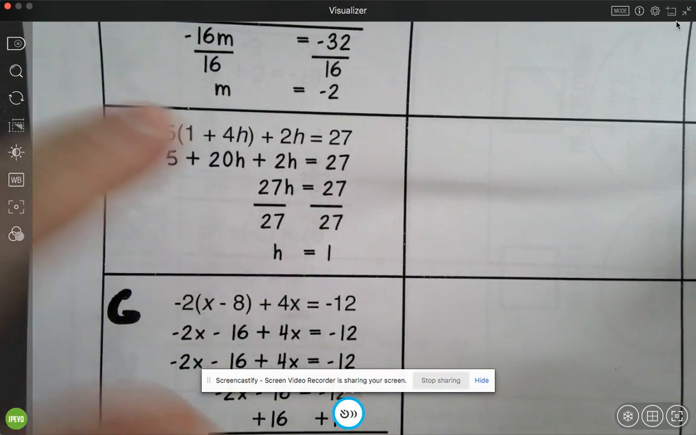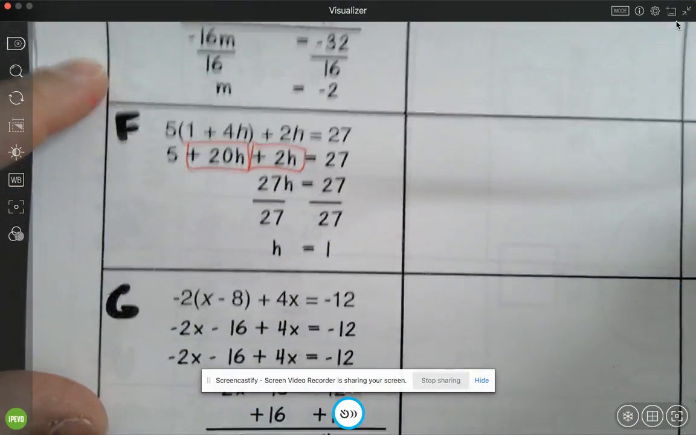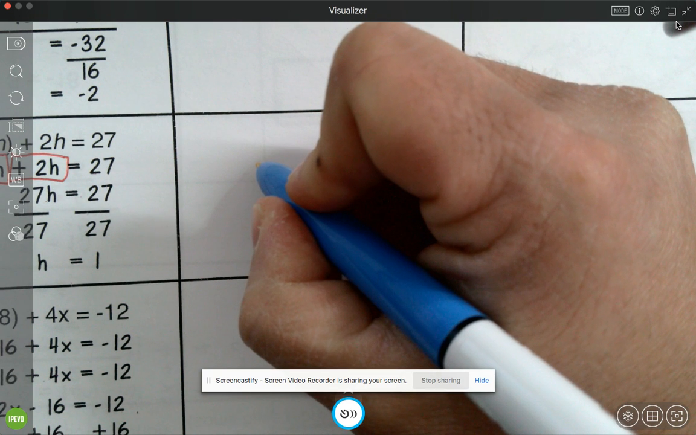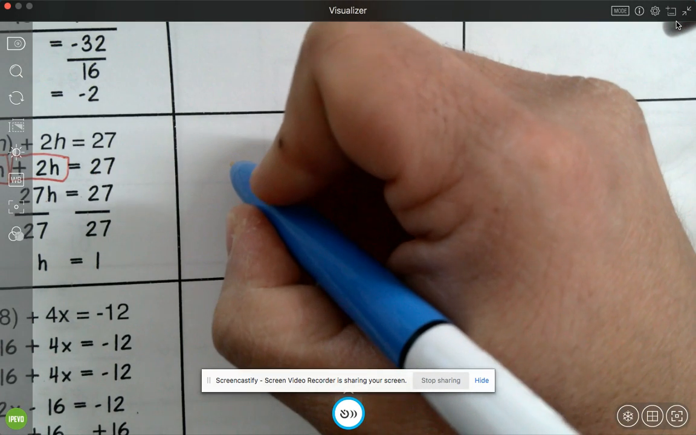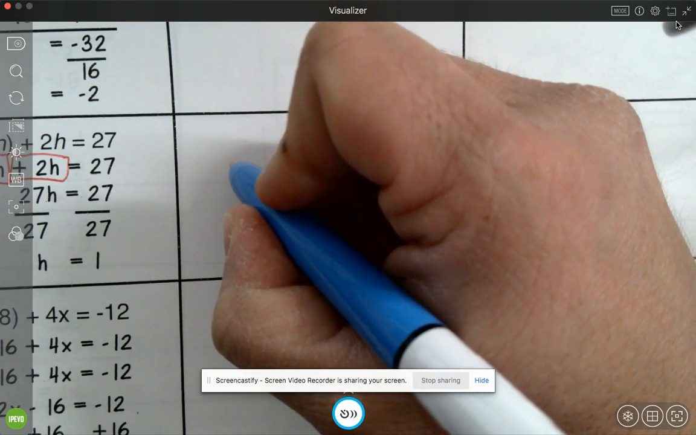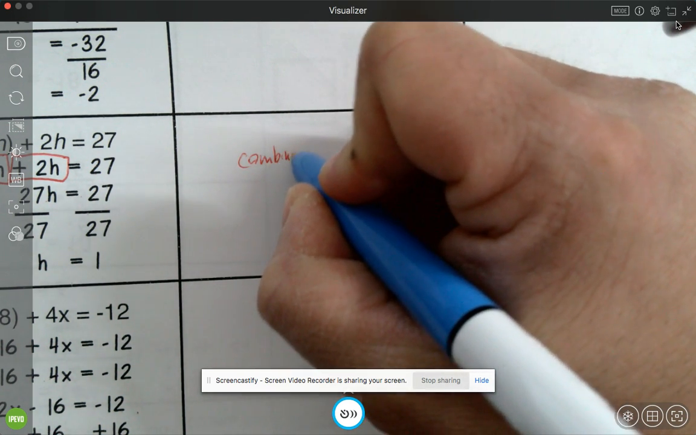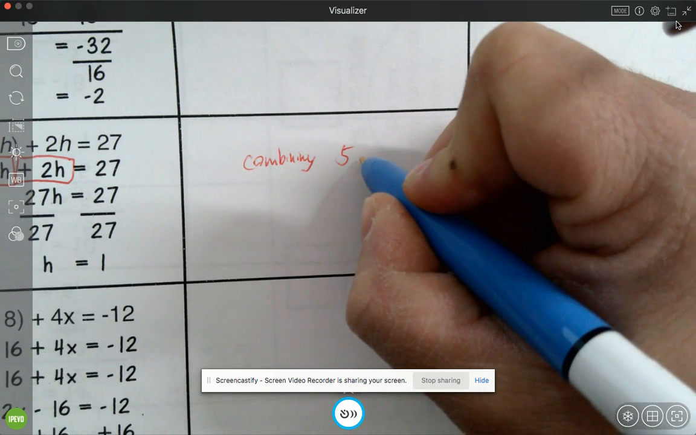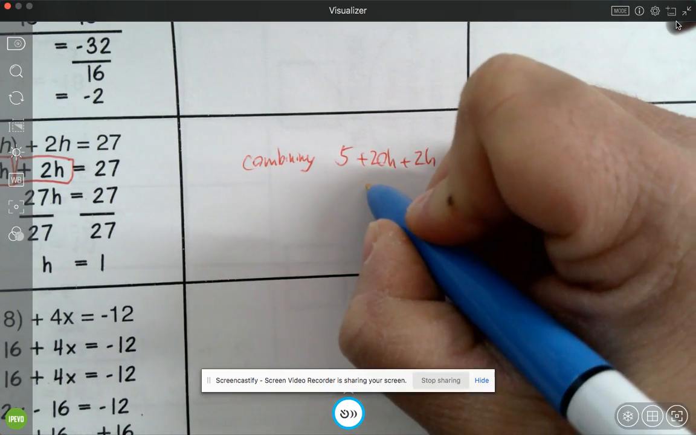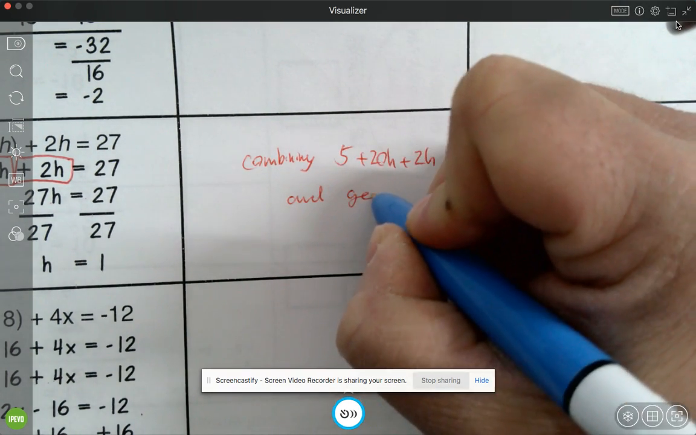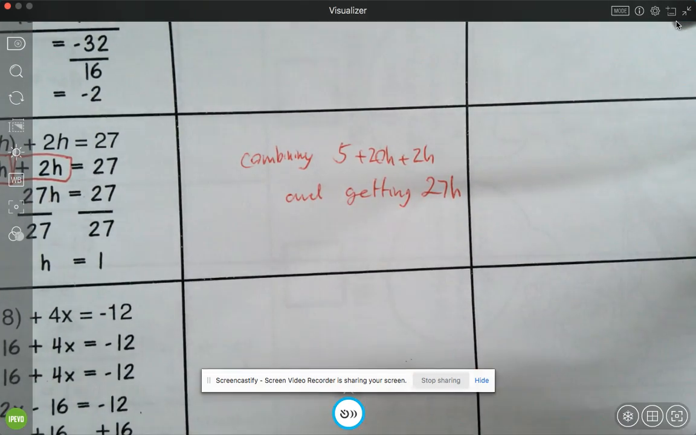You're supposed to combine just the 20h and the 2h to get 22h. So I will just write error. Oh, some have more than one mistake. I think that was the only one. So the error I would say here is combining the 5 plus 20h plus 2h and getting 27h. That's wrong. So that's the error.